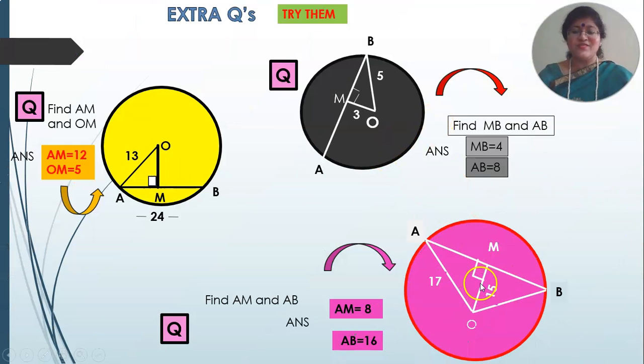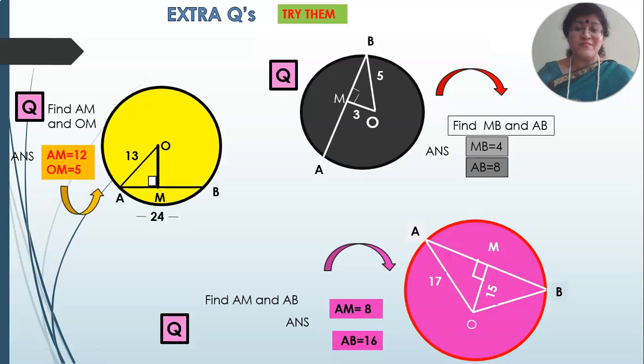Okay, now there are 3 circles out here. Answer is already given to you, and the question is, in this circle which is in yellow, you have to find out AM, and they've asked you to find out the length of OM. Now understand this figure. Hypotenuse OA is already given to you. The length of the chord AB is 24 centimeters, and OM is perpendicular to AB.